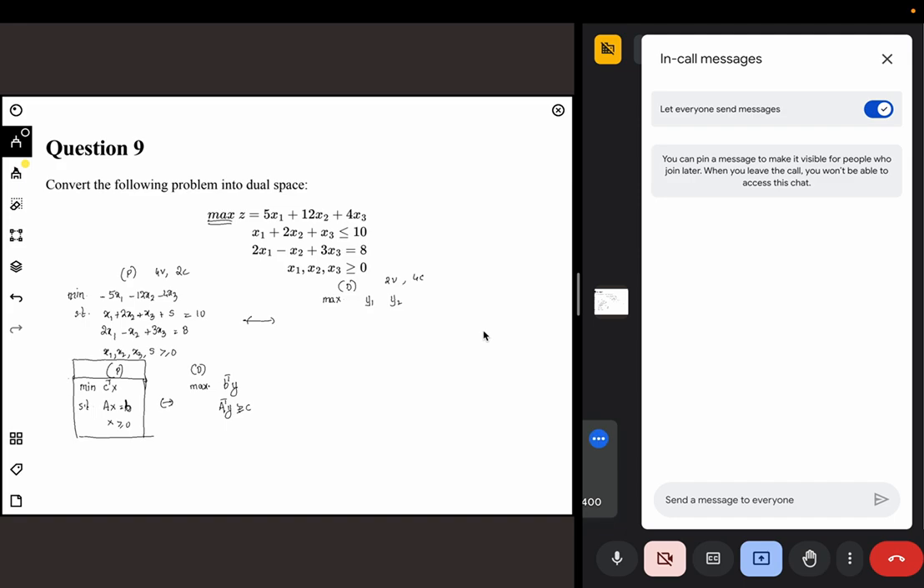So what will it become? If you see, so what is the y1? So what is this b here? This b from the primal is going into the objective here, right? What is the b here? This one, 10. 10 and 8. These are the b values, right? If you convert this into matrix form, these will come into my dual space. So 10 into y1 plus 8 into y2. That will be my objective function.